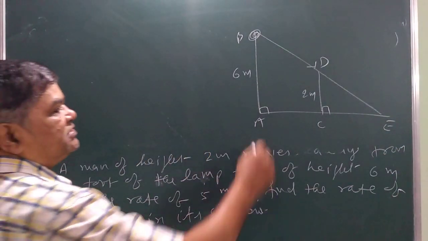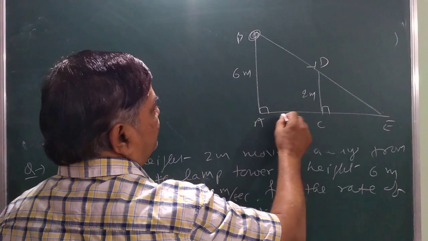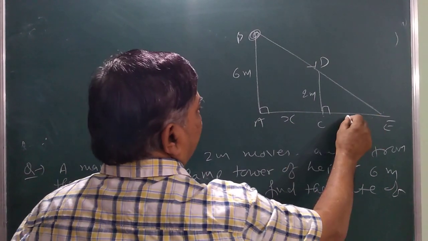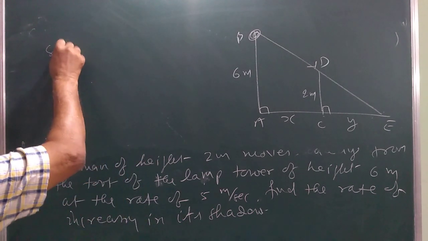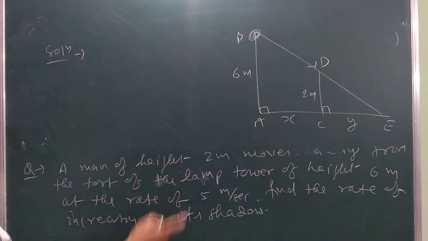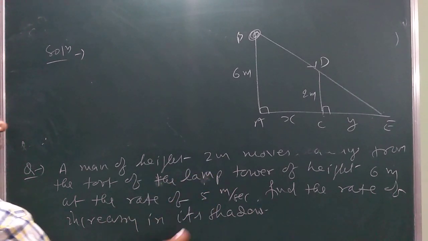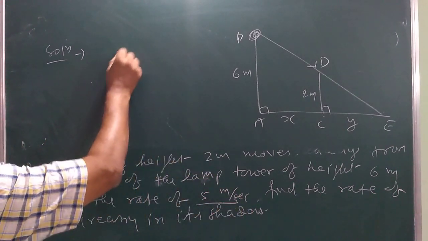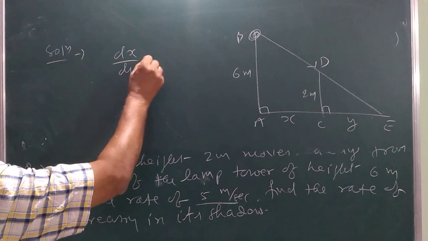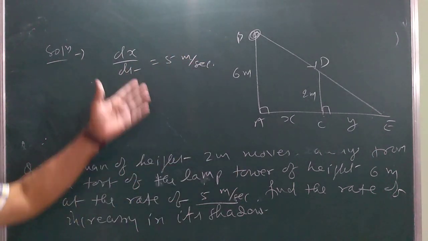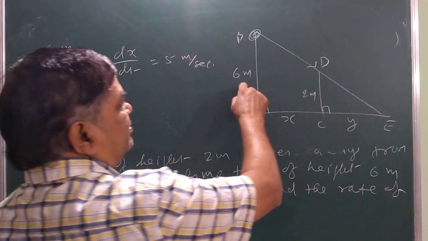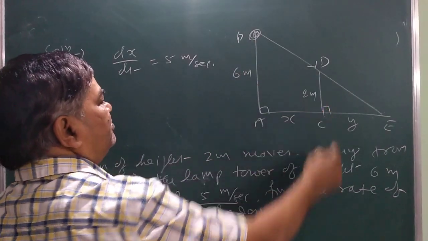Suppose this distance moved by the man is x and this is the length of the shadow. So what is given here? The rate of walking of the man is 5 meter per second. So dx by dt is 5 meter per second. This is given, and this is given height of the tower and height of the man.